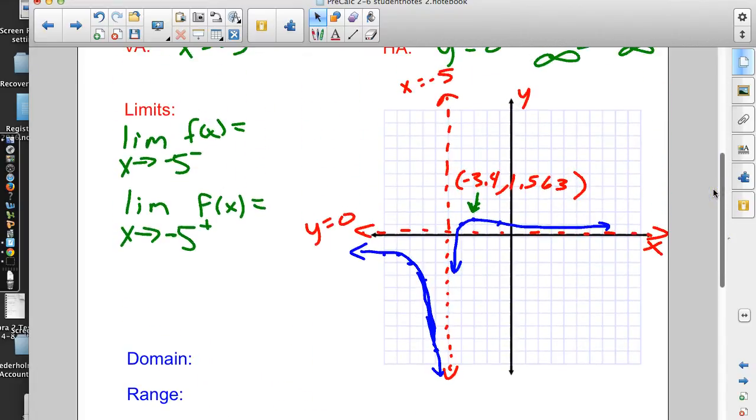Did you guys get it graphed before we left yesterday? The bell kind of caught us off guard. So everybody got the table feature, got all that on there.